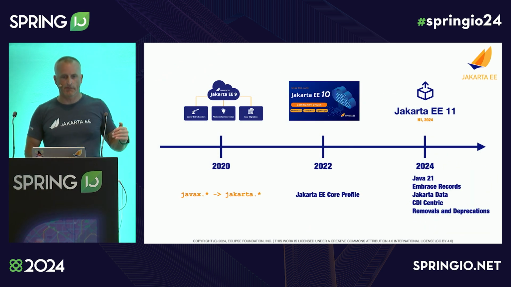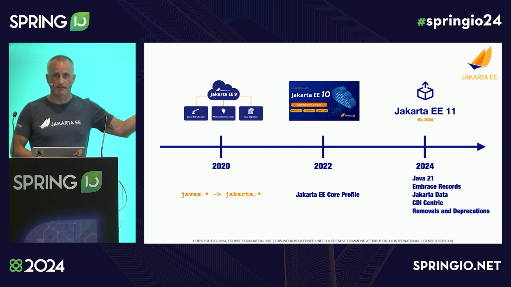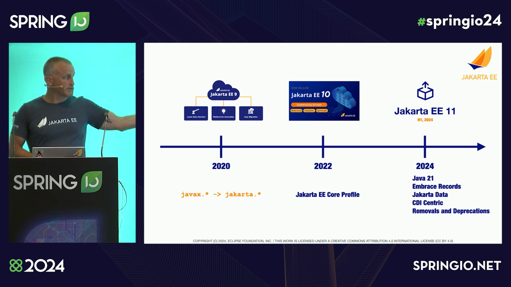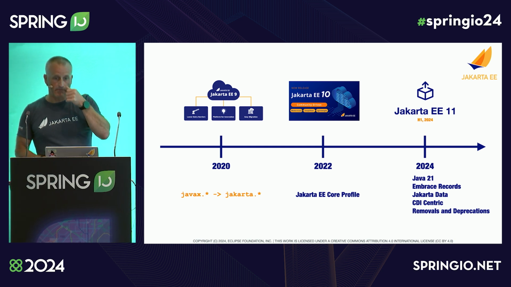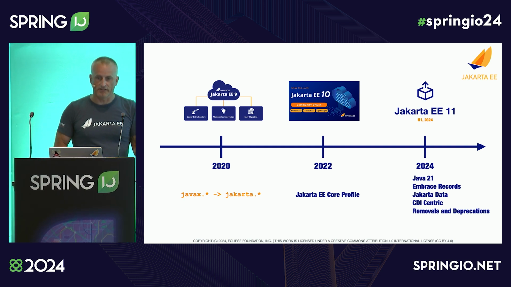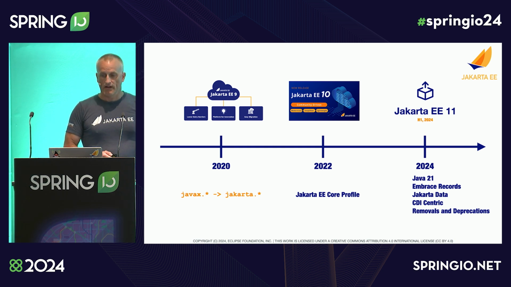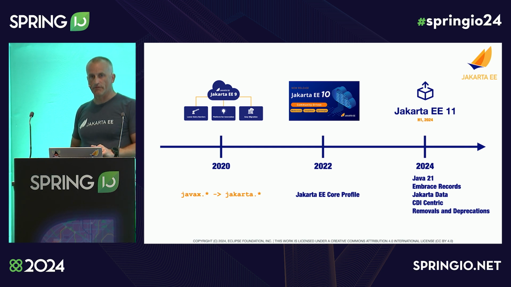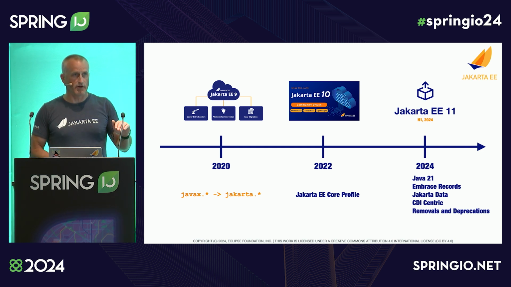So our timeline for Jakarta EE, as you see, we have this 2-year cadence. In 2020, we did Jakarta 9 with the namespace. In 2022, we introduced the core profile. And in 11, we're embracing records, becoming more CDI-centric, having Jakarta Data added, and also we're removing and deprecating a lot of stuff and supporting Java 21. And we're supporting Java 21 in concurrency in a runtime-aware way.